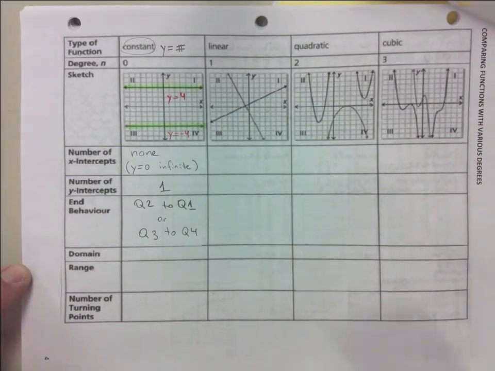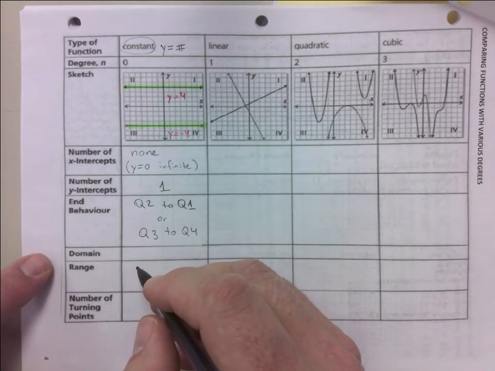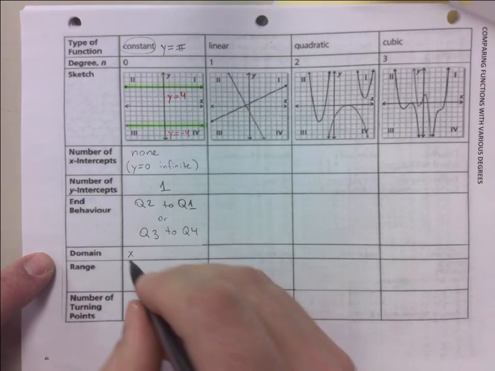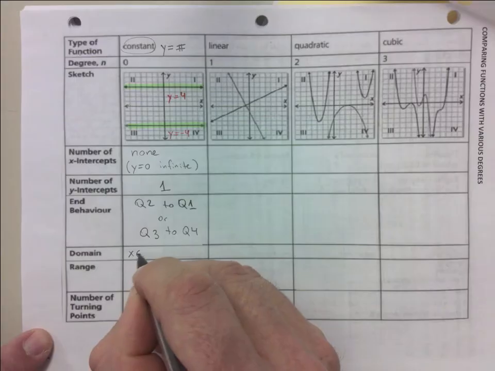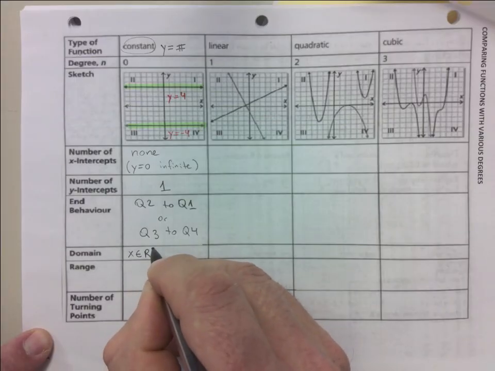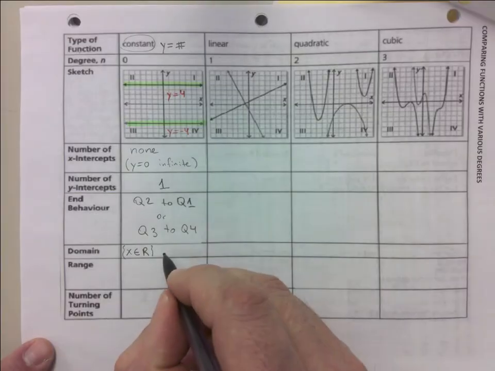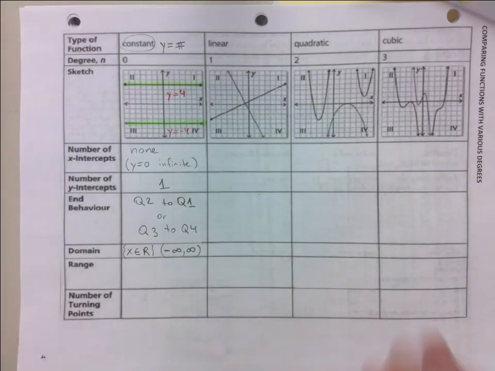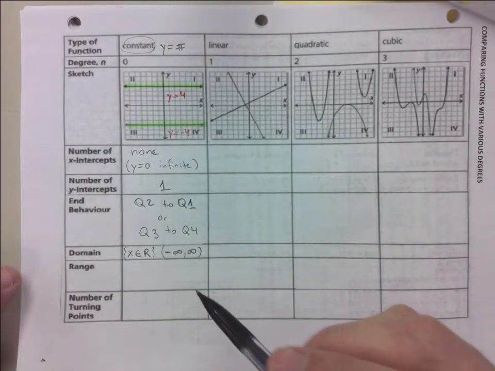Okay. Your domain. Domain is all the permissible x values. So there would be 2 ways to state that. X, this is a weird way of doing it, I know that. X just belongs to all the real numbers, so anything goes. You're going from negative infinity to positive infinity. So that is your 2 ways of stating the domain. I'll do more on that later on.